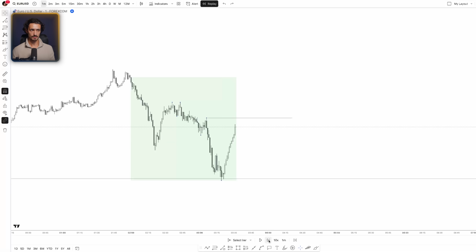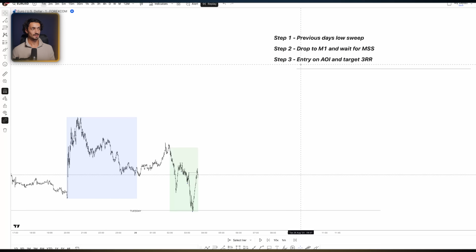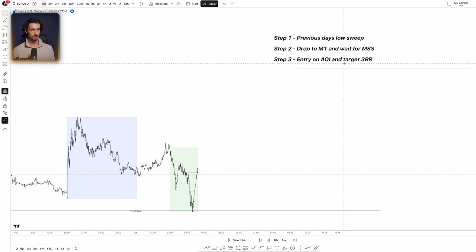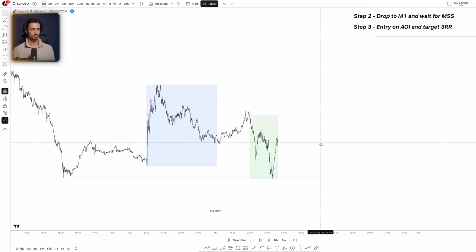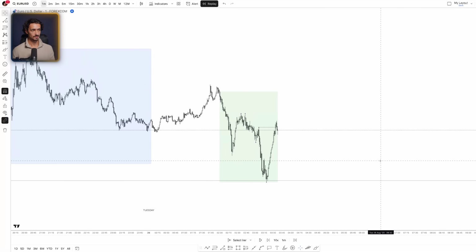So after this sweep has happened, it's simply just a waiting game. Now, once we break this high, now we have a market structure shift. Now we can move on to step number 3. And step number 3 is simply just an entry on an area of interest and to target 3 risk to reward. It is so simple that I could genuinely teach my little sister to trade this strategy.